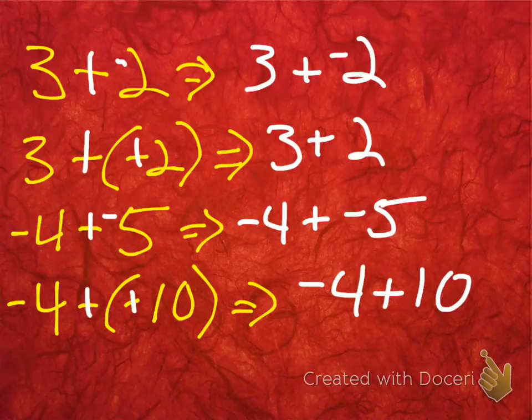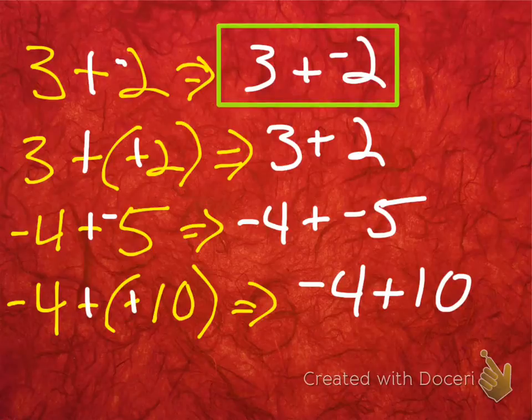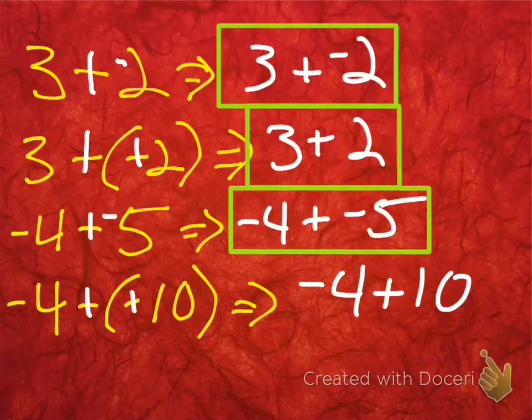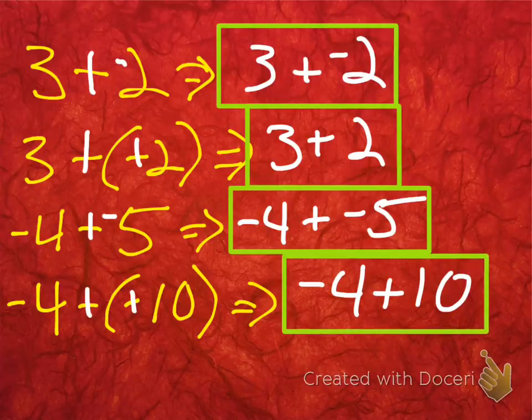Once you do that, now it's back to addition. The rules that we just did. Signs are different, so we're going to subtract and keep the larger number sign. Signs are the same, so we're going to add and keep the sign. Signs are the same, so we're going to add and keep the sign. Signs are different, so we're going to subtract and keep the larger number sign. All right? Once you change it to addition, we go right back to those original rules.